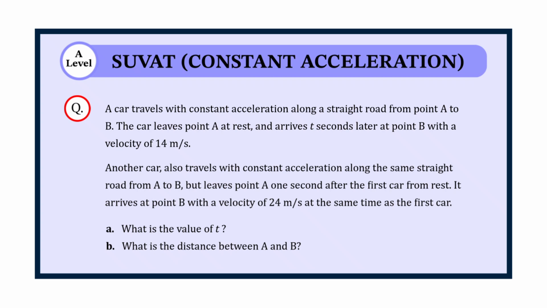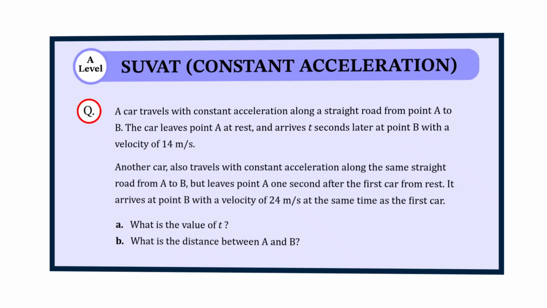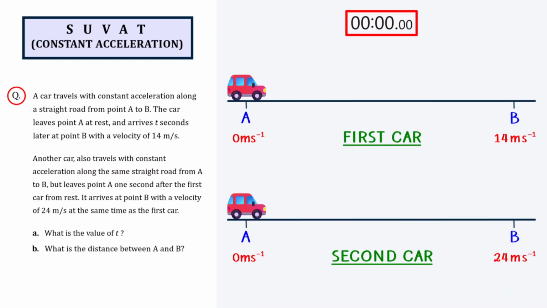So first, before we answer the question, let's look at a simulation to get a very rough idea of what's going on. The first car at the top is going to leave point A at rest and arrive at point B t seconds later at a velocity of 14 meters per second. And the second car will leave point A at rest 1 second later and arrive at point B at the same time as the first car with a velocity of 24 meters per second.